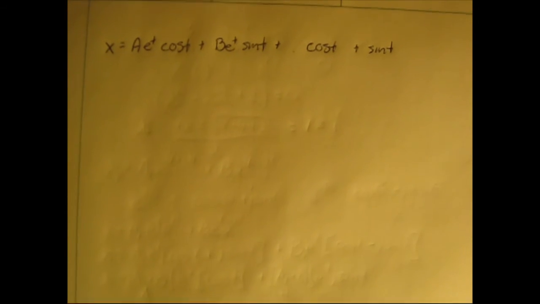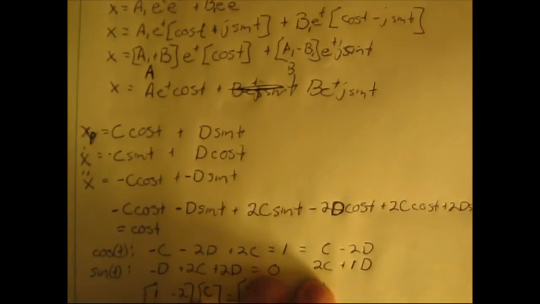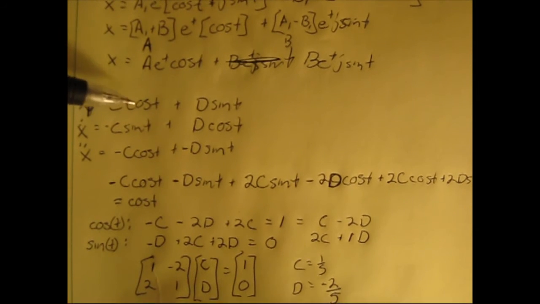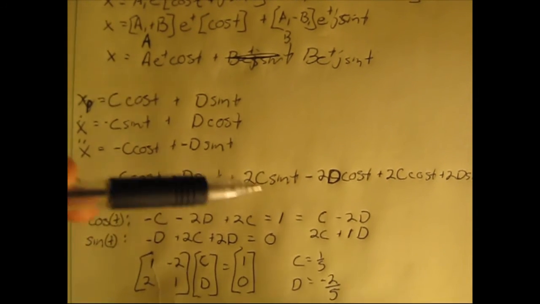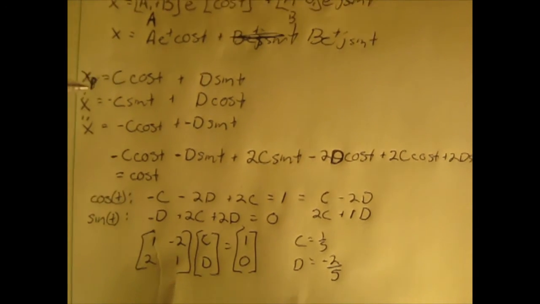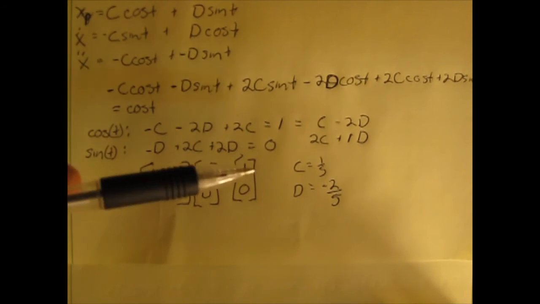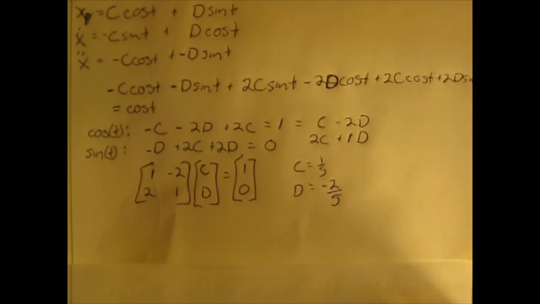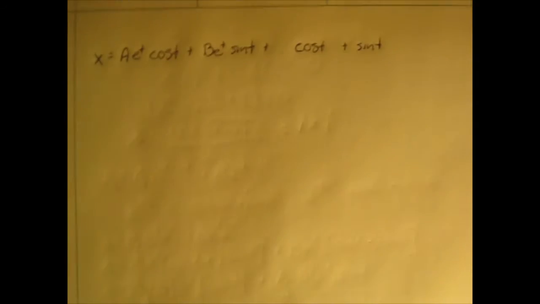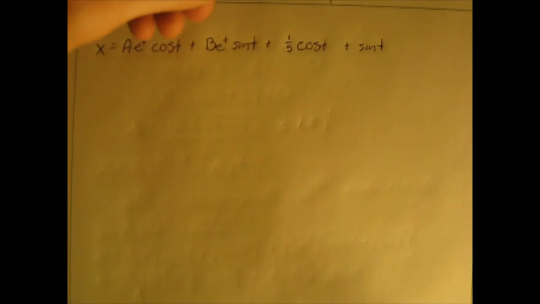So let's see which one is which. We're assuming c cosine t plus d sine t. So the c corresponds to the cosine, and the d corresponds to the sine. So I'll just go ahead and add those coefficients there. We have 1/5 cosine t, and then for our sine, we have negative 2/5.